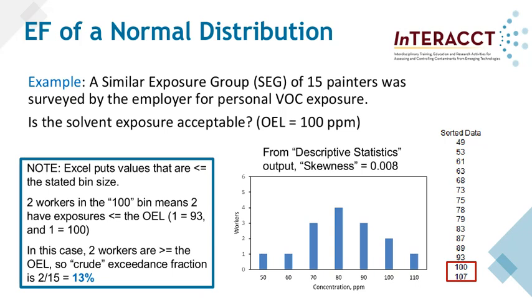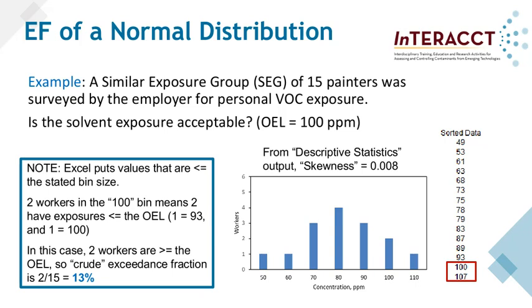Shown here are measured concentrations that are normally distributed, to start this example with the simpler situation. Let's say we have a similar exposure group of 15 painters measured for volatile organic compound, or VOC, exposures over 8-hour time periods. The concern was whether the exposures were acceptable relative to a limit of 100 ppm. Utilizing the histogram feature of Excel as described earlier, and given the sorted data shown in the column to the right, we ended up with a distribution that looks very normal.